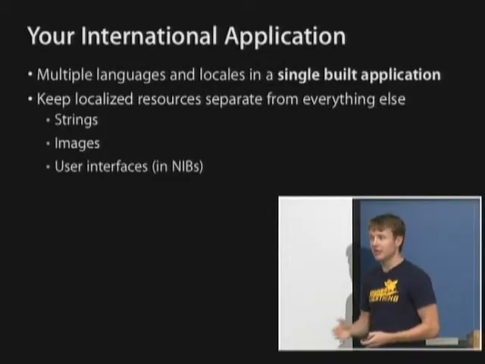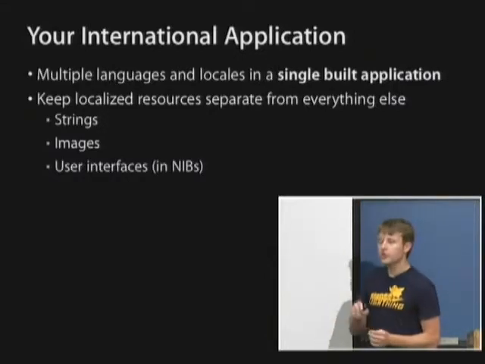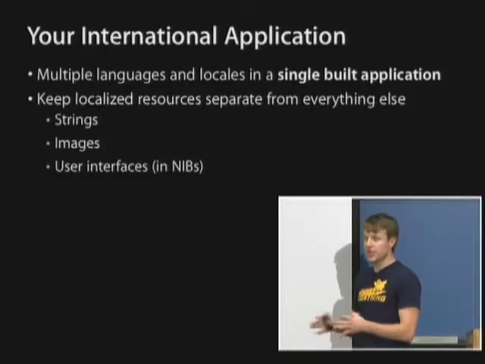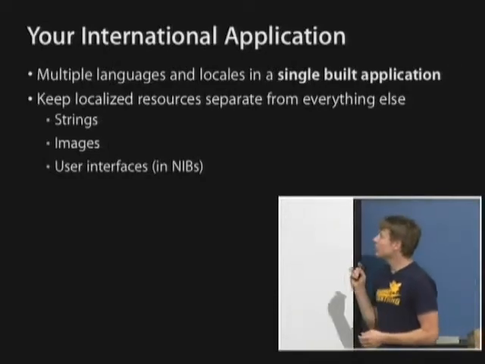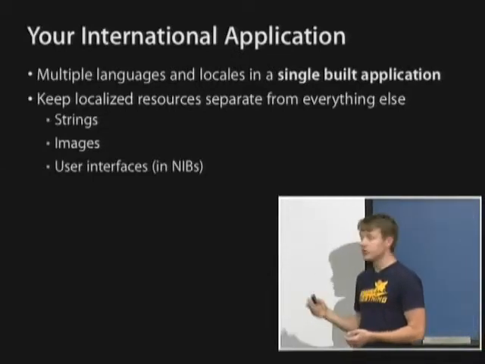And that way, you've got this app on your phone. Your user can switch their language from French to Japanese and launch your app, and it'll be in Japanese instead of French. The way this works is that you keep localized resources, things like strings, maybe images, separate from everything else. User interfaces as well.